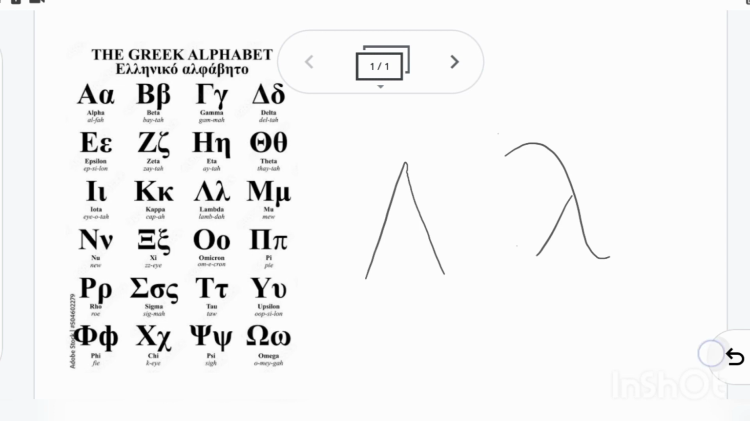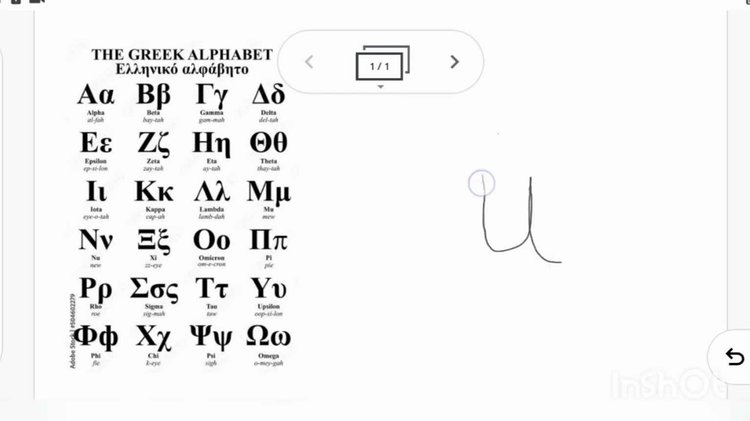Then coming to the next one, that is mu. Capital M and capital mu are the same, whereas the small one is like a U with the line protruding. You can draw it like this, or if you are very good with the Greek alphabet, you can do it very easily.